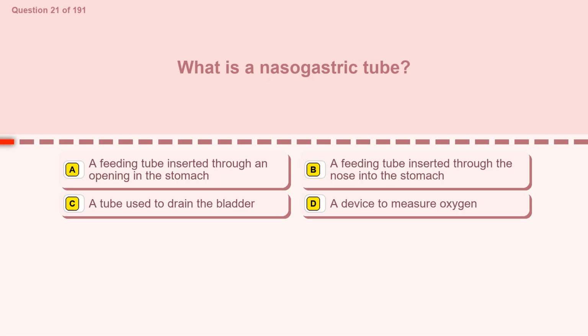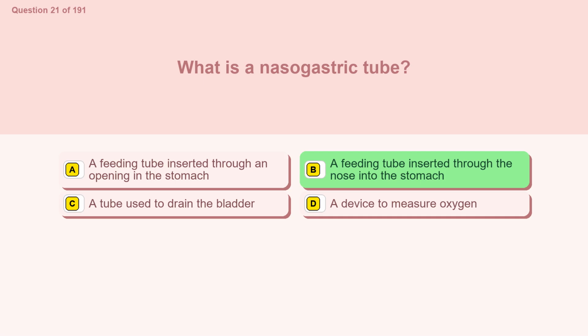Question 21. What is a nasogastric tube? Option A, a feeding tube inserted through an opening in the stomach. Option B, a feeding tube inserted through the nose into the stomach. Option C, a tube used to drain the bladder. Option D, a device to measure oxygen.